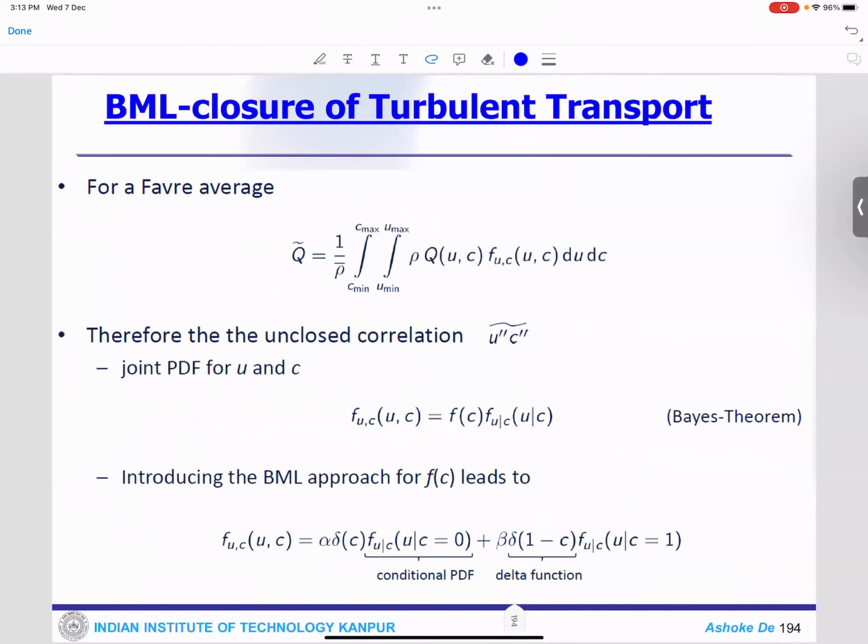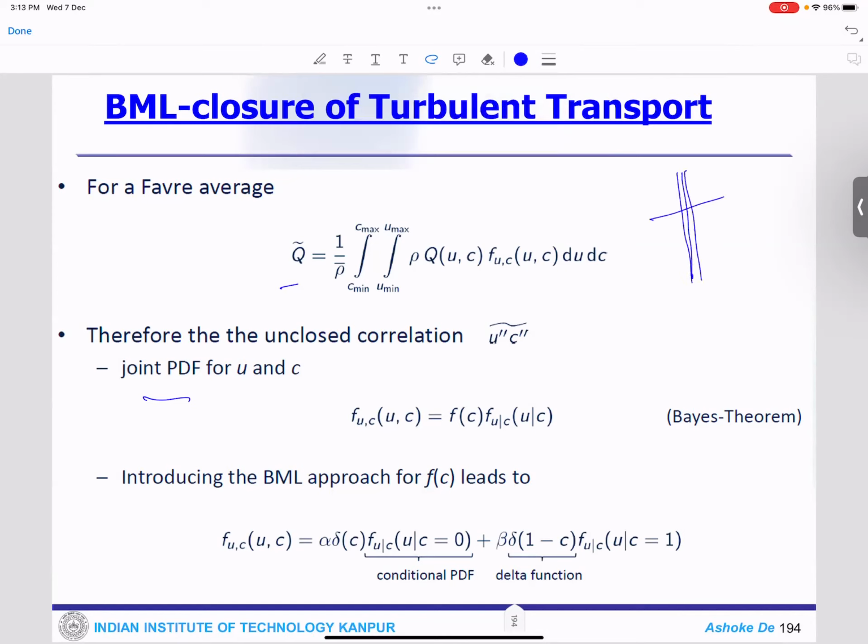So here is what I was talking about: the mean quantity, the Favre-averaged mean quantity, and this joint PDF. Here again you use this PDF, the probability density function, but the idea is not that you are solving the transported probability density function. As I said, you have these simple laminar flames, and these simple laminar flames are the flamelets.